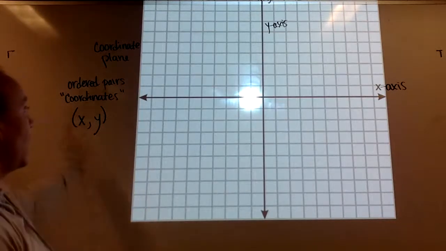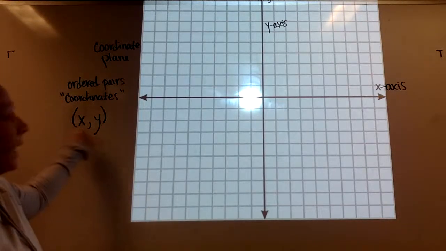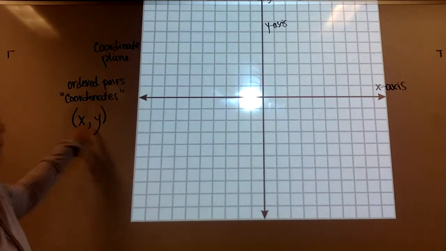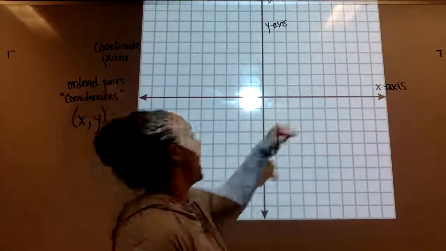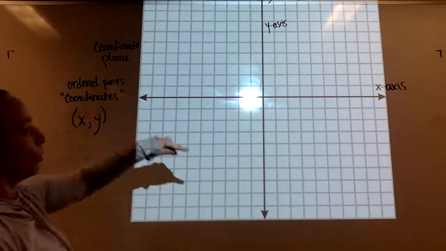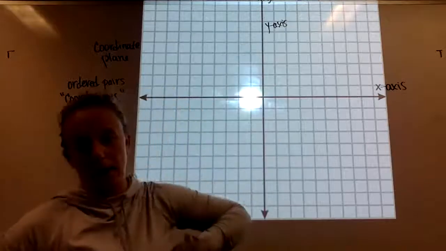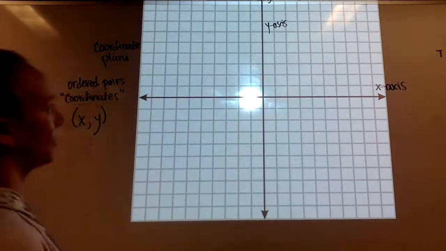Also based on that, X comes first in the alphabet and Y comes second in the alphabet. So that's why we graph the X value that is in a coordinate pair first along the X axis, and then we graph the Y coordinate after that along the Y axis, okay? So that helps us remember things.